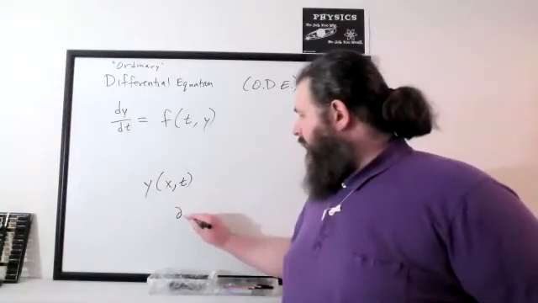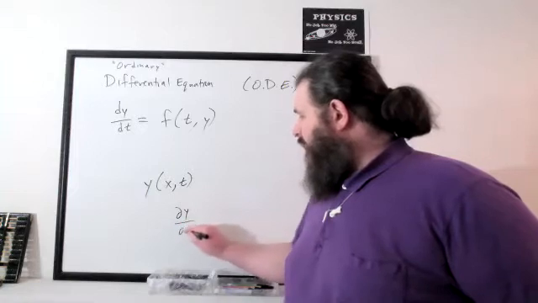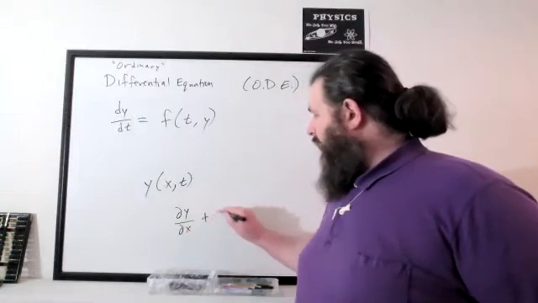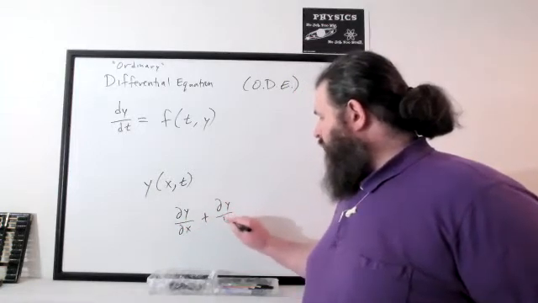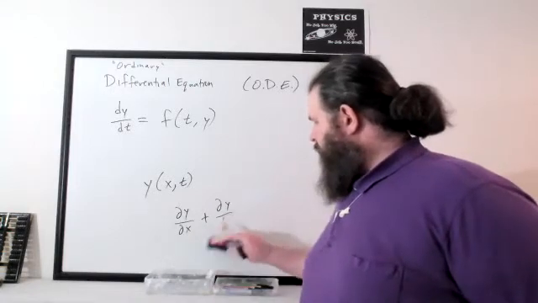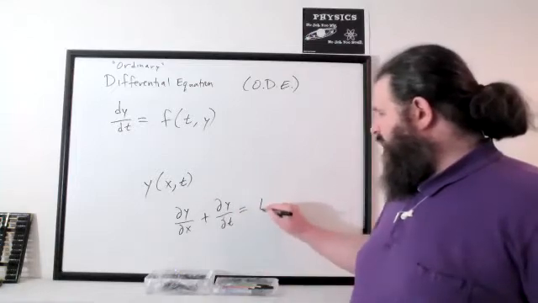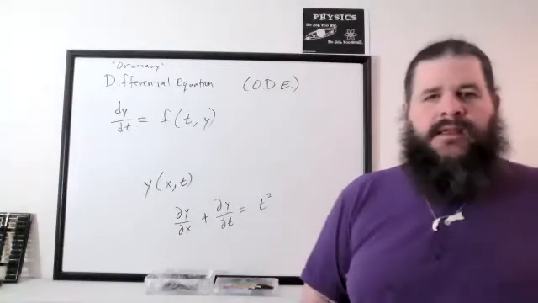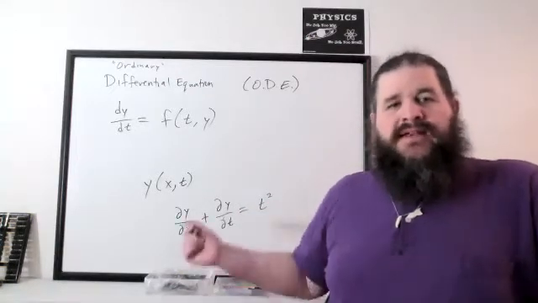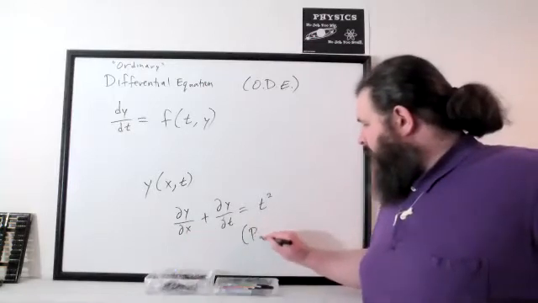Maybe you've got something about partial derivative of y with respect to x and partial derivative of y with respect to t. And maybe you know that they happen to add up to t squared or something like that. So that would be an example of a partial differential equation, PDE.